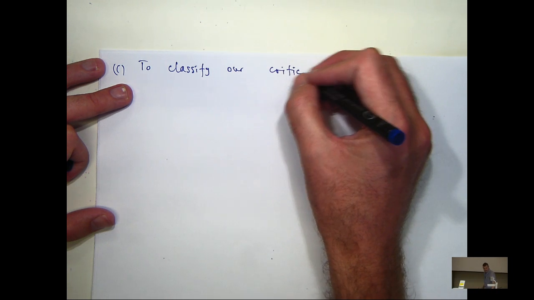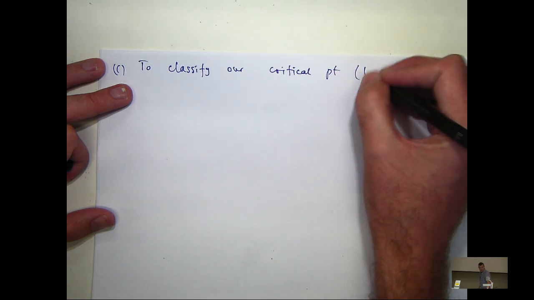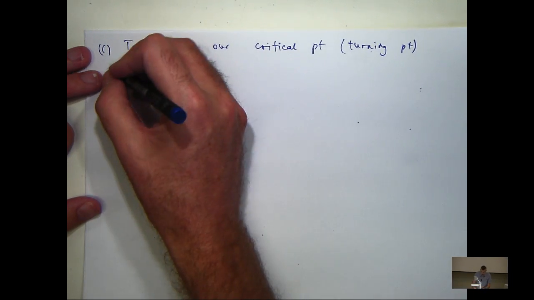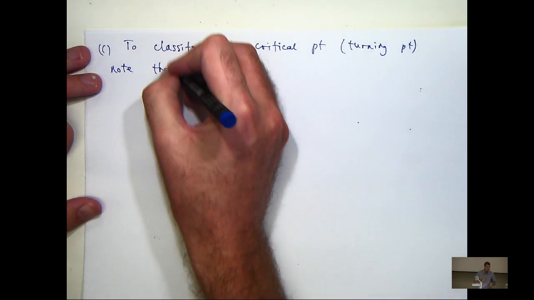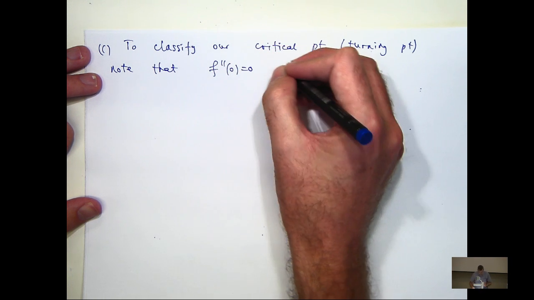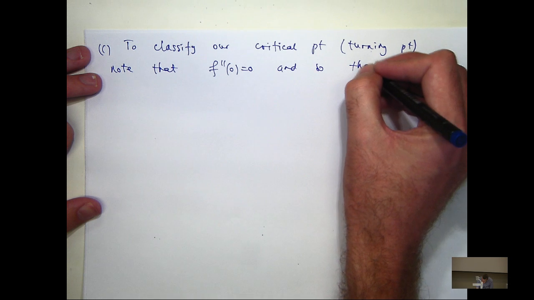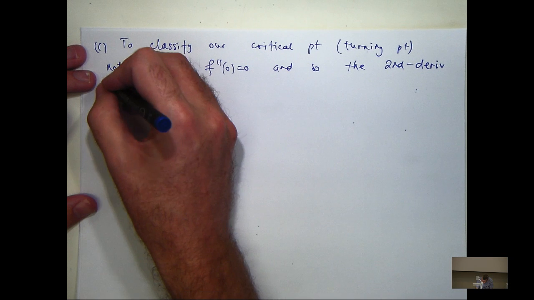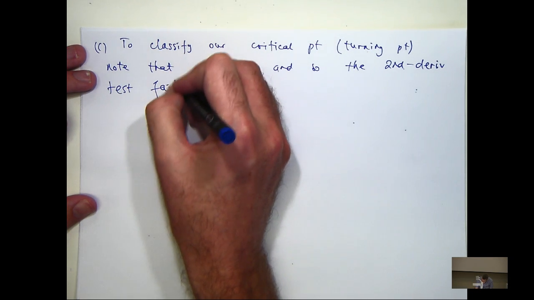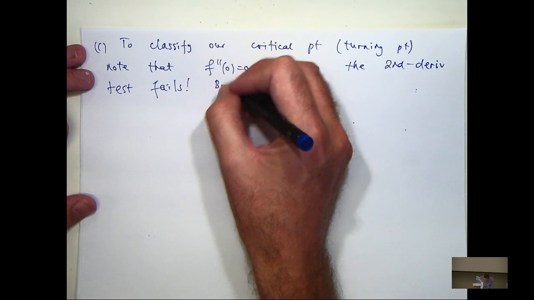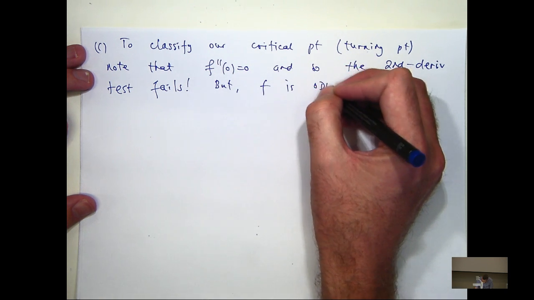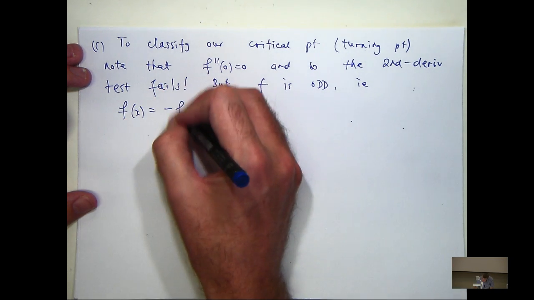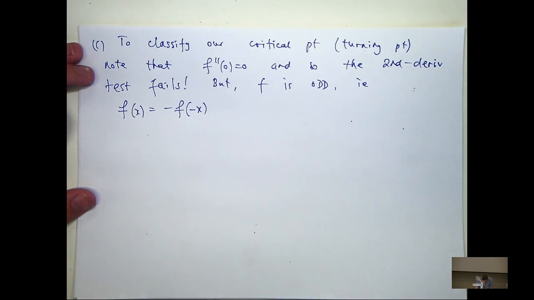I guess critical point. So the second derivative test fails, but f is odd. So what do I mean by odd? I mean f of x equals minus f of minus x. Okay?